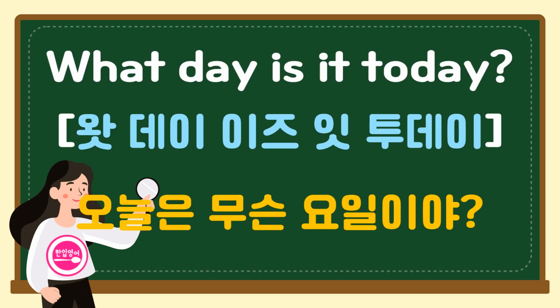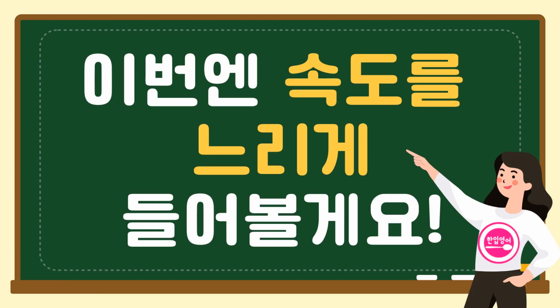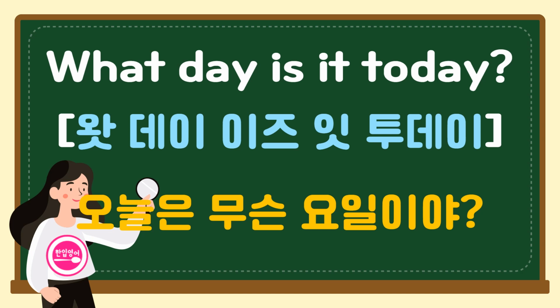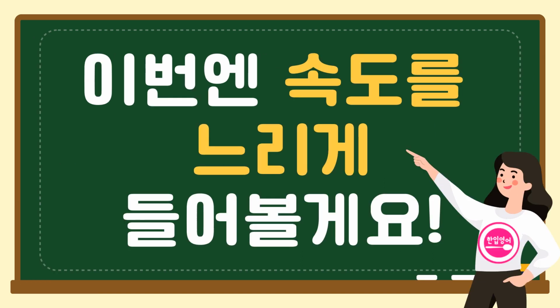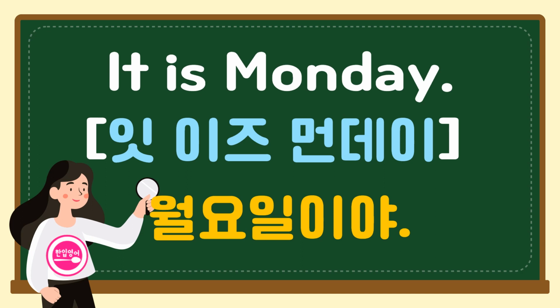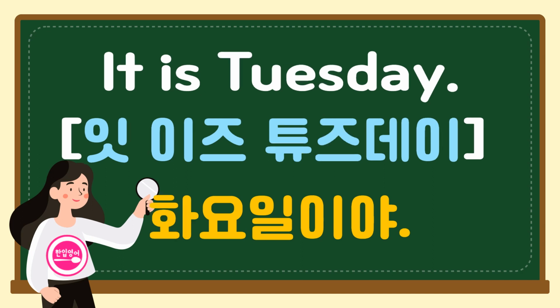What day is it today? 월요일이야. It is Monday. It is Monday. 화요일이야. It is Tuesday.